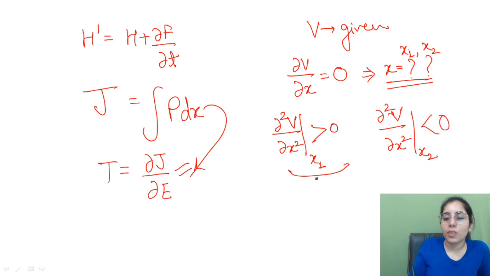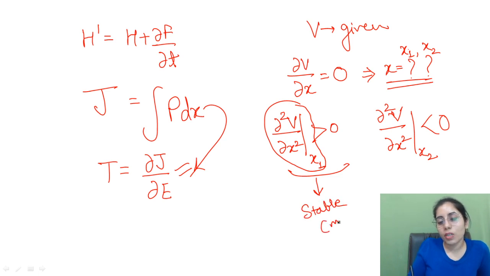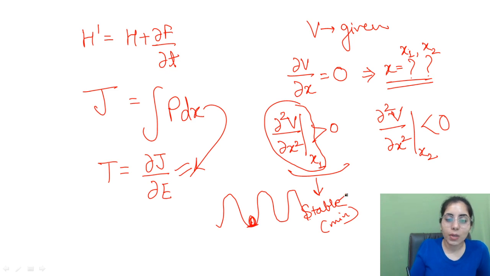Greater than 0 is a stability condition. Stable means it's a minimum condition. Minimum means the graph looks like this, so this is a minima. If you keep something here, it will not go anywhere. It's a stable condition. The other one is, if you put something here, it can fall down. So it is less than 0, which is an unstable condition and a maxima condition. So this is for unstable and maxima.